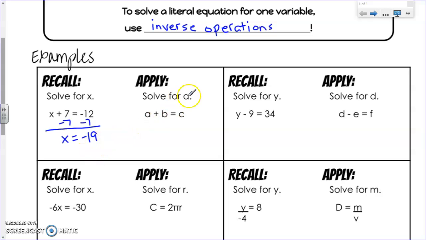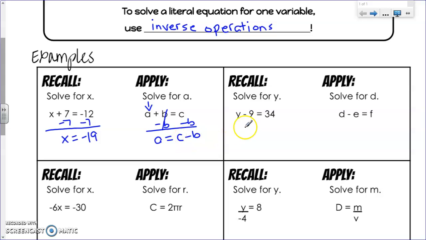In this case, I'm trying to get the a by itself, so I need to move the b. Since it's plus b, what's the opposite of adding b? We're going to subtract b from both sides. So a equals c minus b. I can't combine those because they are not like terms. So that would be my final answer. You use the same operations we've been doing. You just may not get a number.